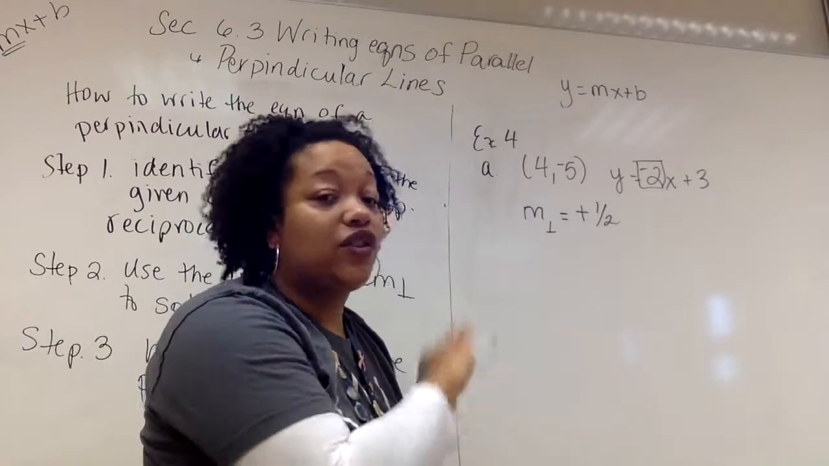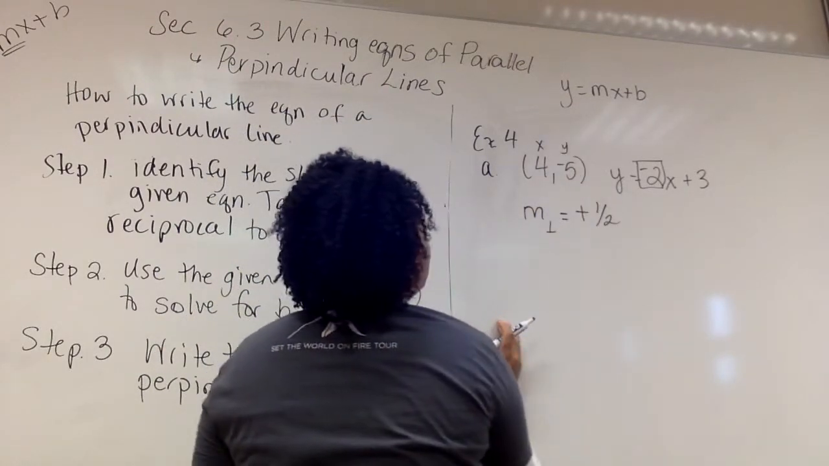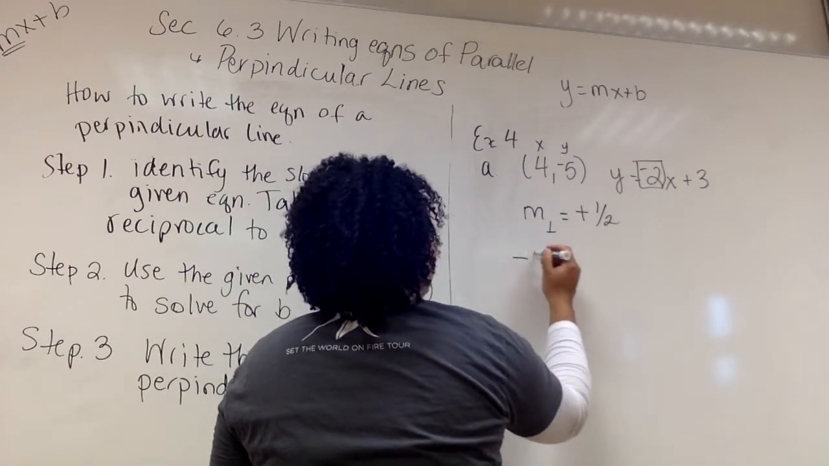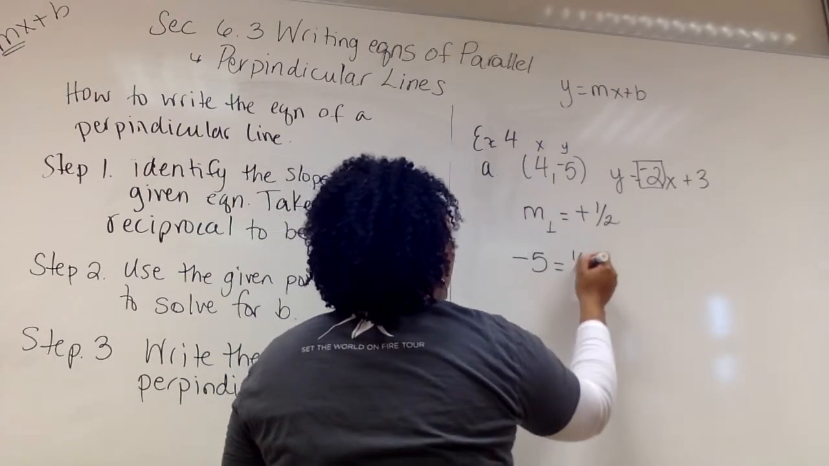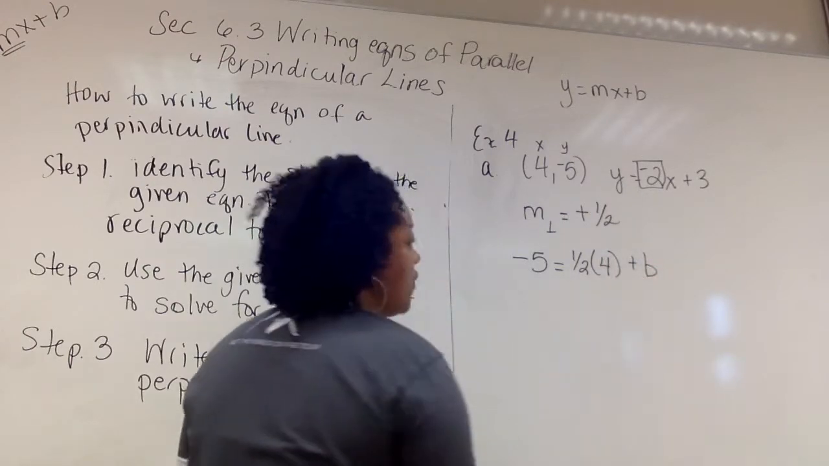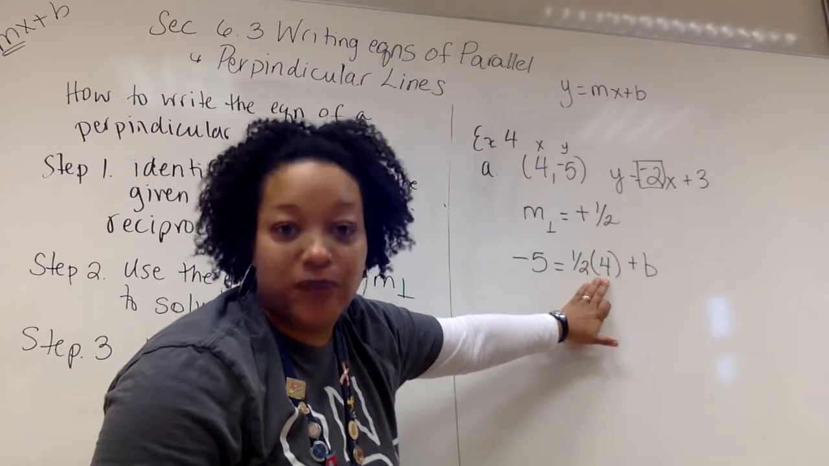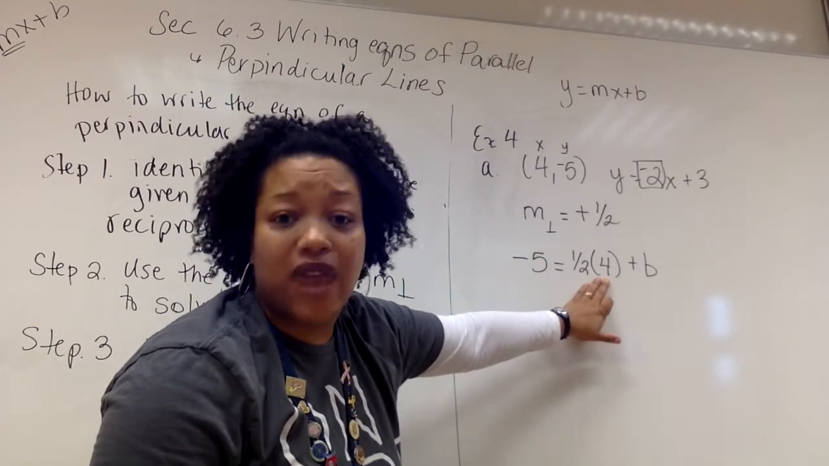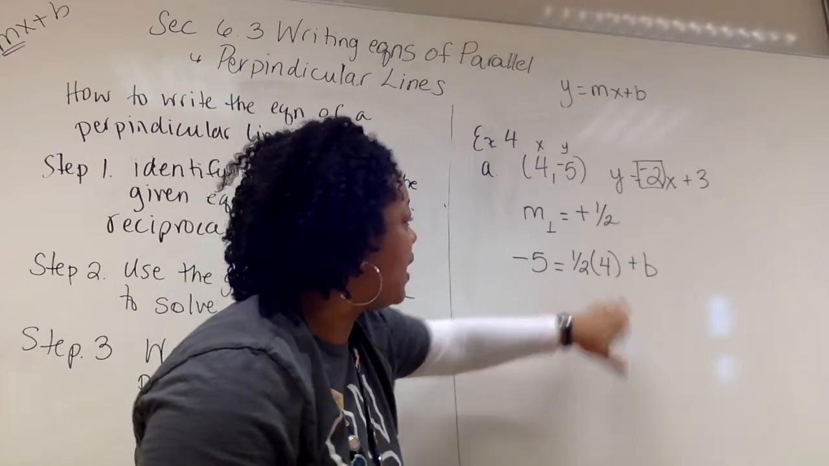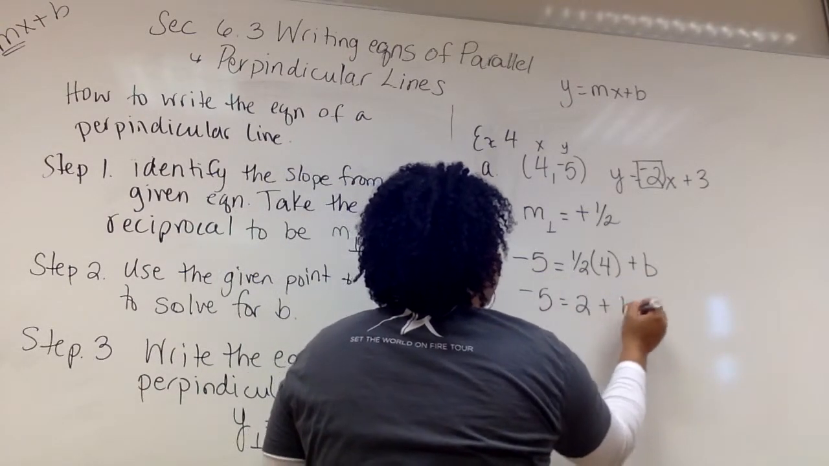Okay. The rest, you already know what to do. Your point represents your x and y values, and then you plug it into your equation. -5 is equal to 1/2 times 4 plus b, because we're solving for b. 1/2 times 4 is 2, guys. You should be able to do that in your head. Don't run and grab your calculators. 1/2 times 4 is a positive 2 plus b.